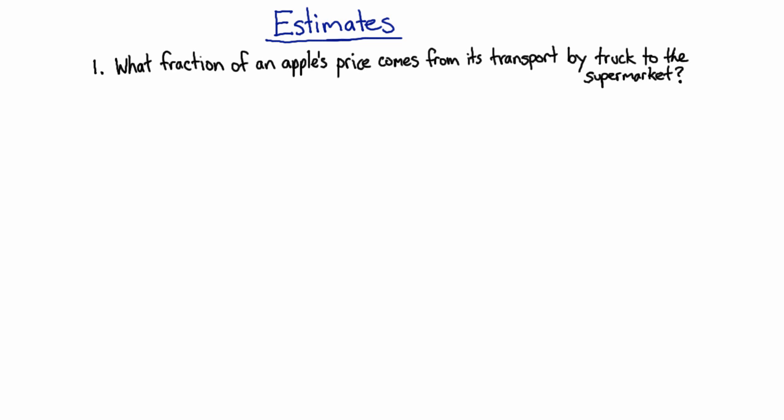Alright, so the first thing to realize is that we're going to have to make some guesses. We can't just answer this question because I have no idea how much of an apple's price comes from its transport by truck. So I have some idea how much an apple costs. There's my apple, and it costs maybe 50 cents. And now to have some idea of what it costs to transport a truck from, say, the farmers markets in Sydney down to Canberra. So I've got a truck full of apples traveling to Canberra.